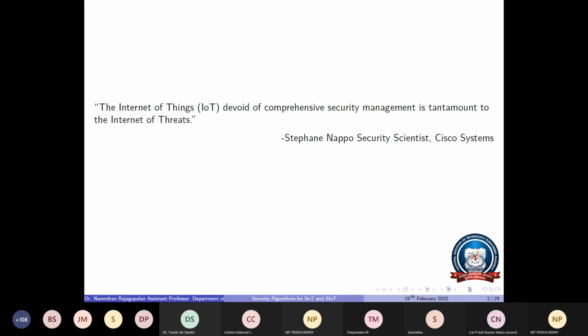Which basically tells that Internet of Things becomes invaluable, or it's not of much use, if we are not able to put security in place. It becomes Internet of Threats. This is one of the prime reasons because of which IoT acceptance has been repelled.